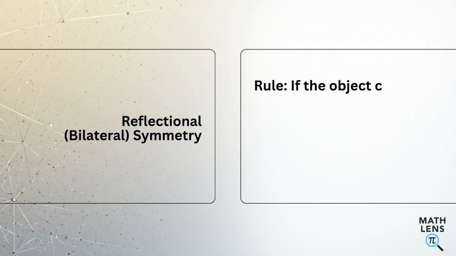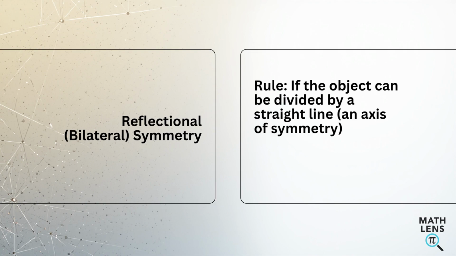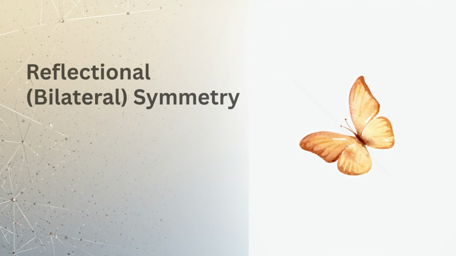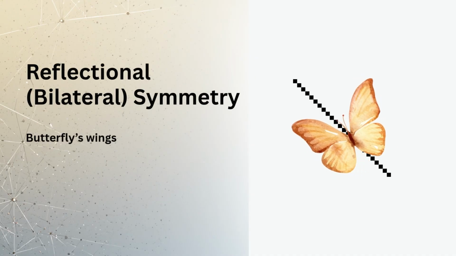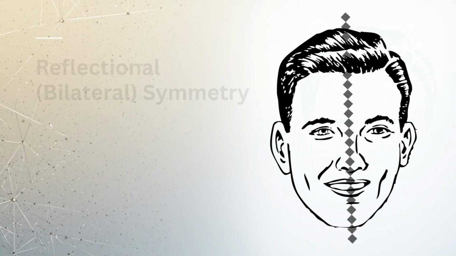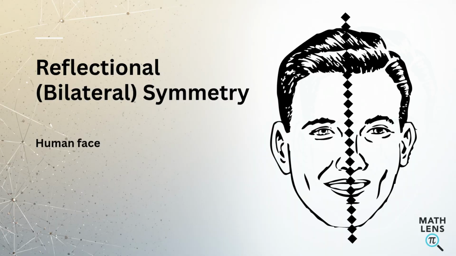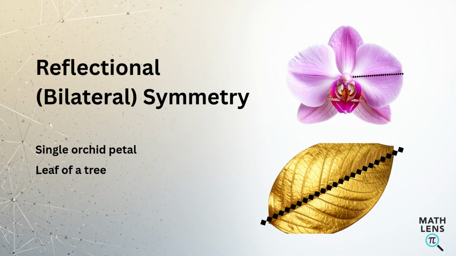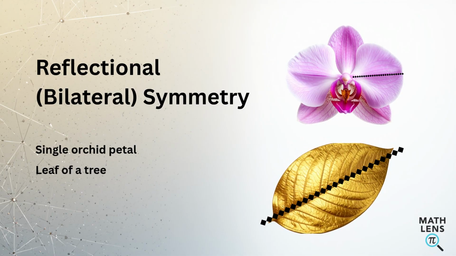Reflectional symmetry, or bilateral symmetry, occurs when an object can be divided into 2 mirror image halves along a straight line, known as the axis of symmetry. Examples include butterfly wings, which mirror each other when divided down the center; the human face, where vertical division reveals similar left and right halves; and natural elements like orchid petals and tree leaves, often showcasing reflectional symmetry, enhancing their beauty.